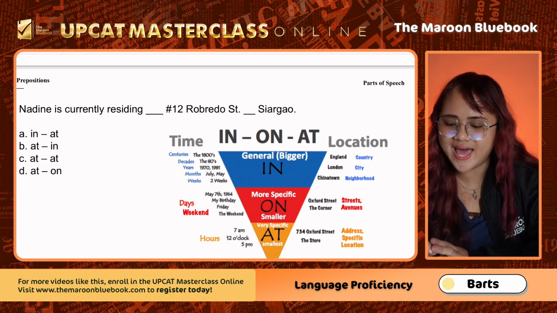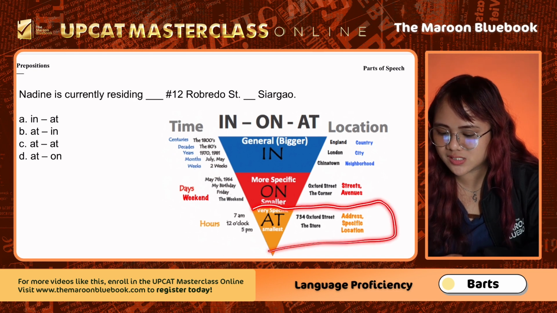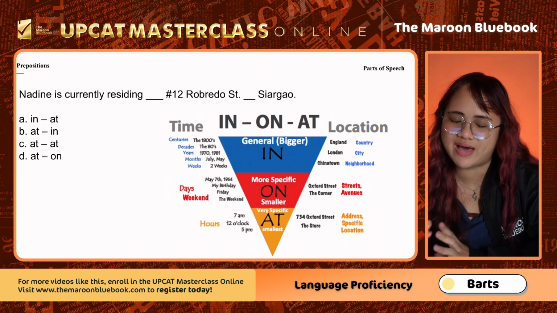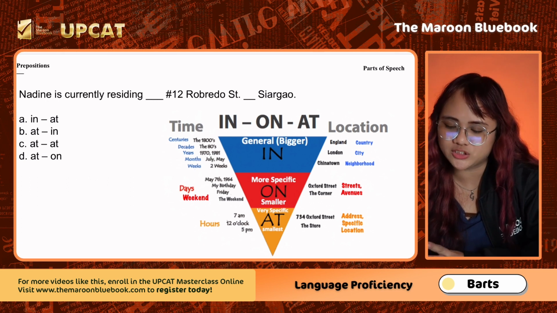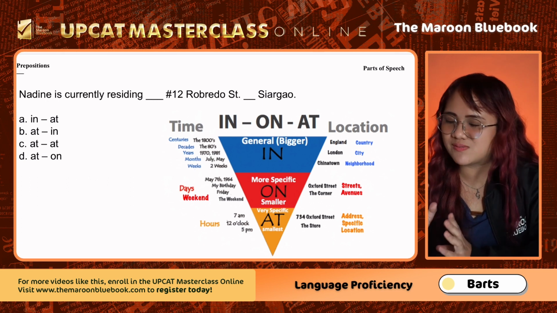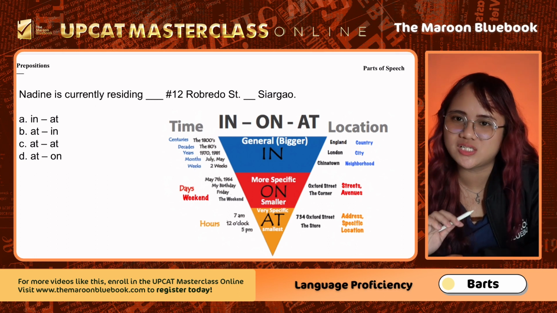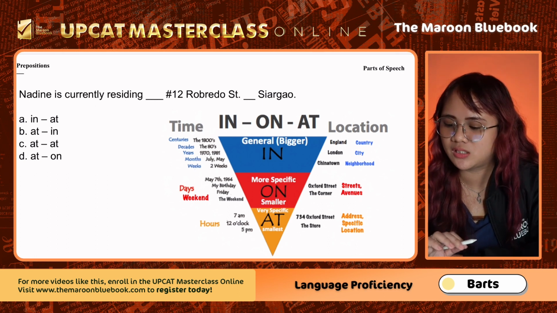When we say at, it's the most specific, like very specific. You have the number of the address, you have the specific location. So there you go. That's basically it. That's basically what you need to know about prepositions of place.